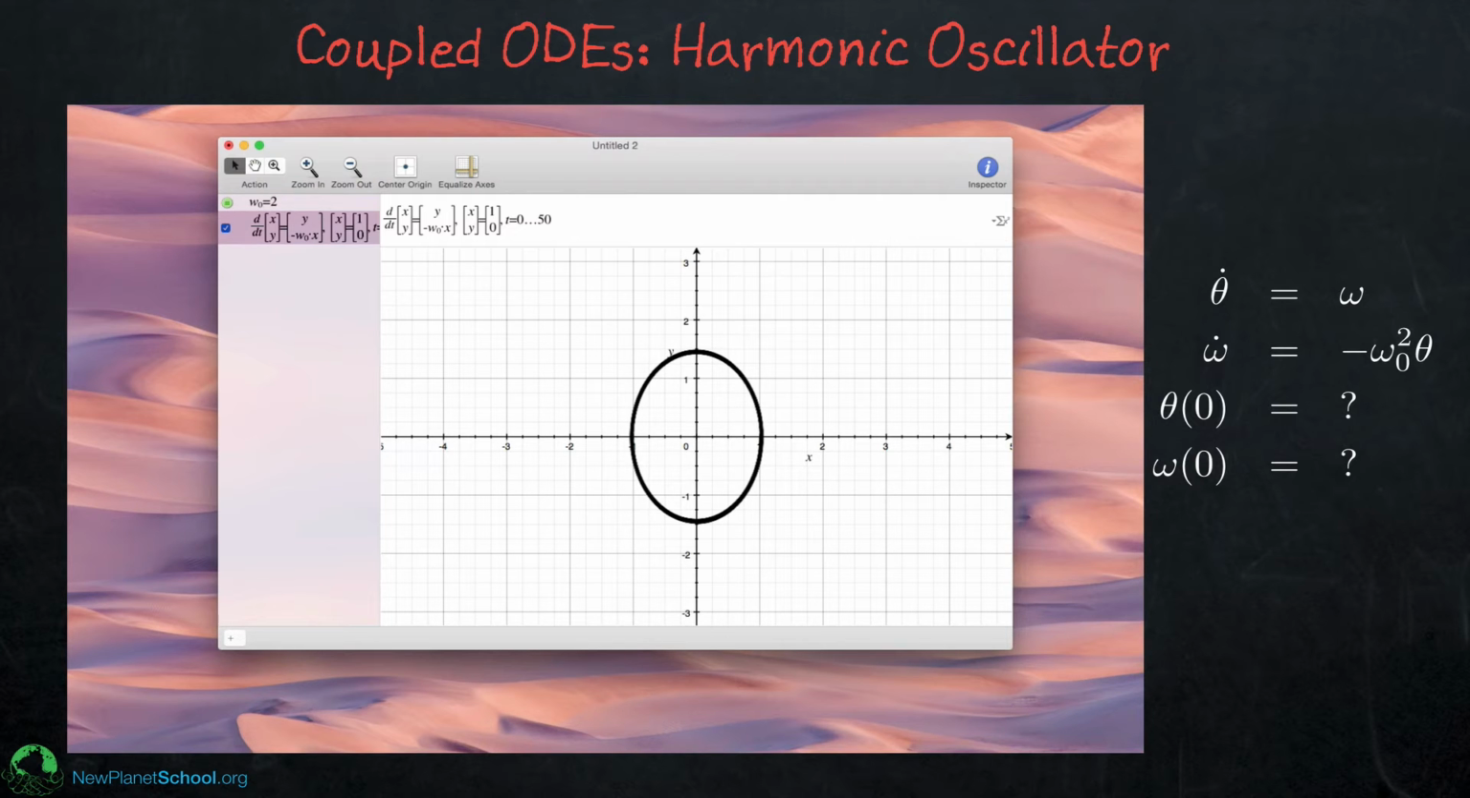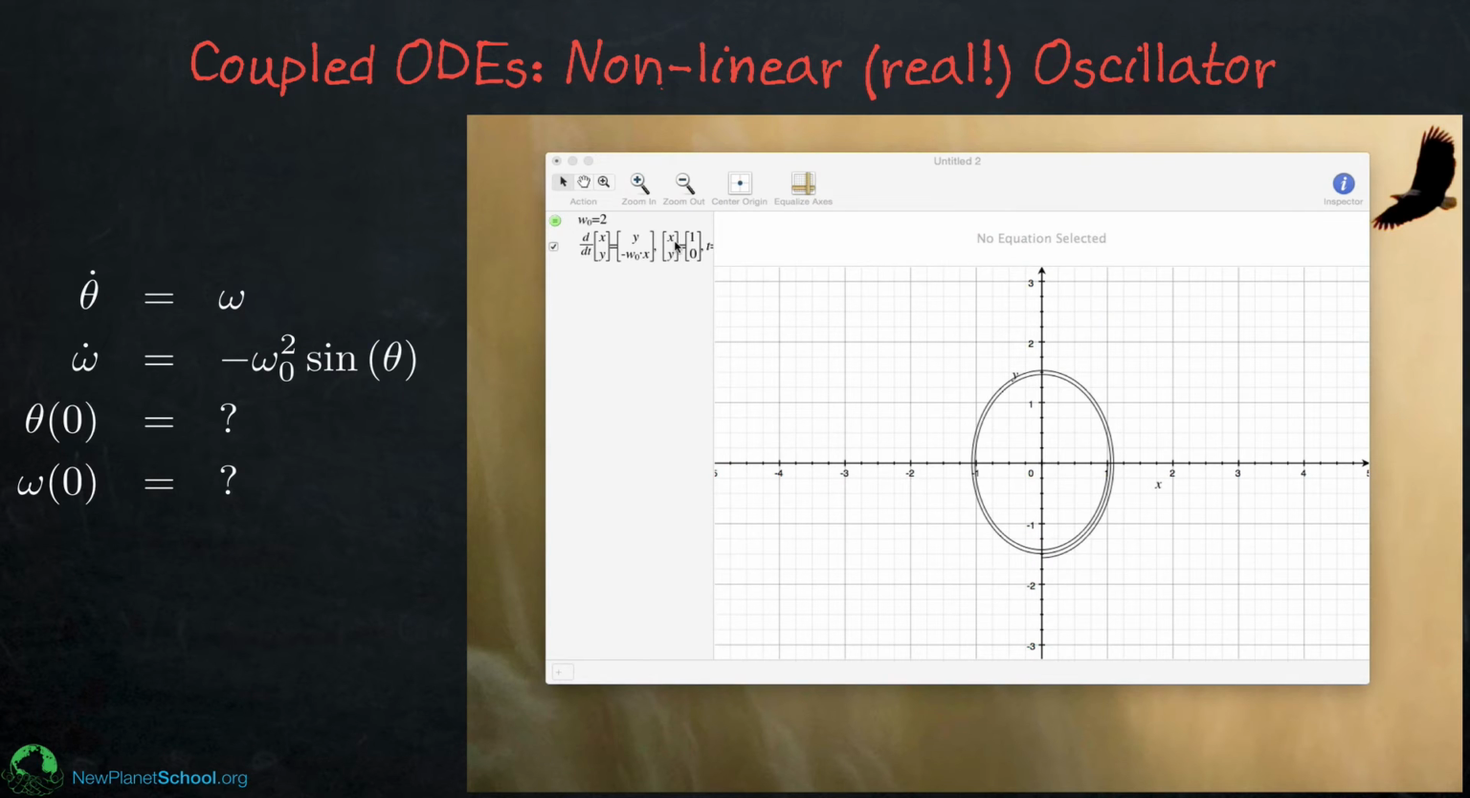So let's now do a more realistic example. Let's do the nonlinear version of that. Now that equation was the equation for a harmonic oscillator, but a real pendulum, or something closer to a real pendulum, let me be careful, actually has a sine theta here, which makes the equations nonlinear. And let's see what the nonlinearity does to the solution of the equation.